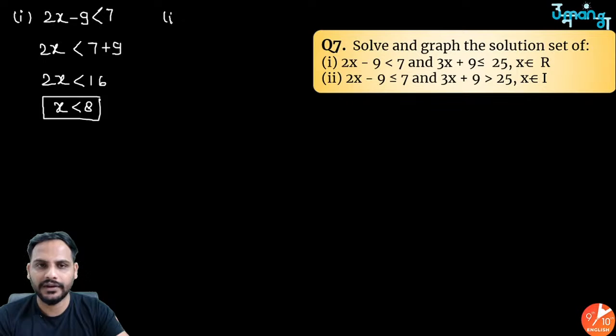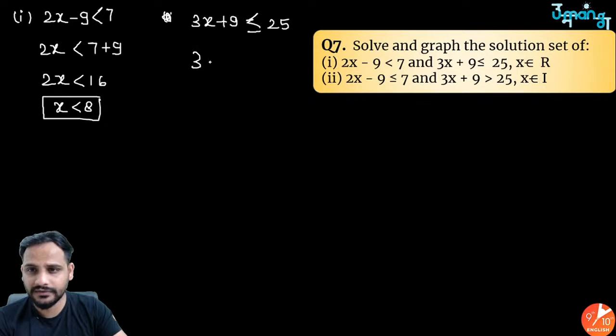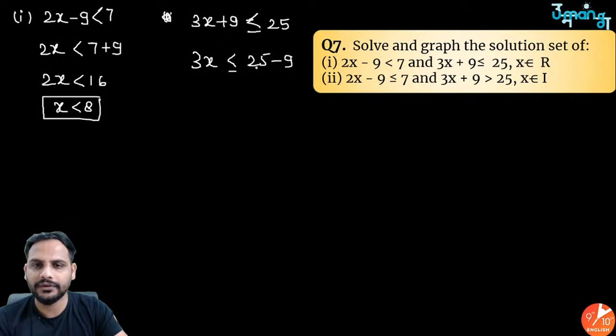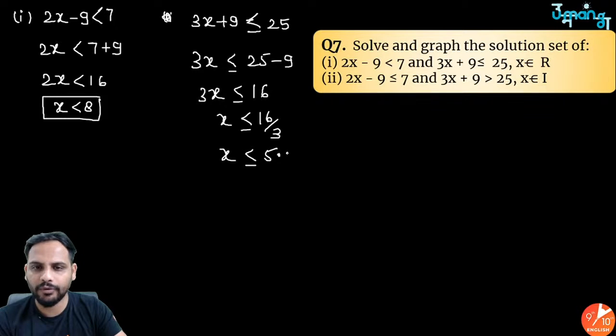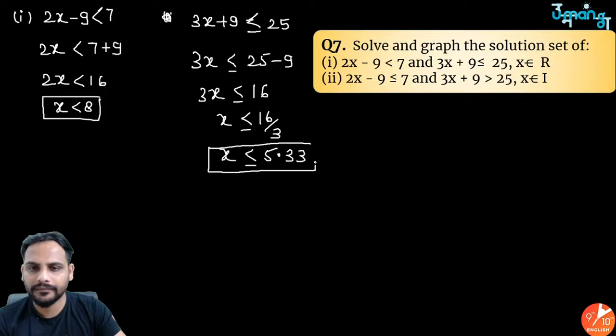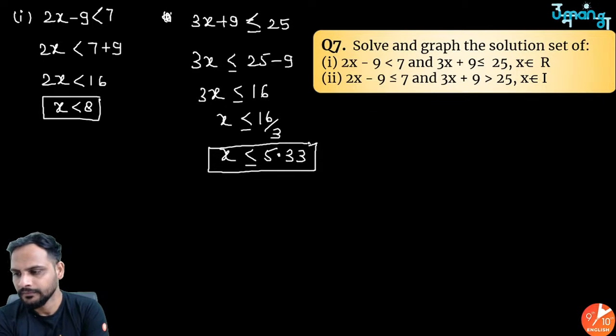Second equation in this will be what? 3x plus 9 is less than or equal to 25. Shift 9 over there. The signs are different. 3x plus 9 is less than or equal to 25. So 3x will be less than or equal to 25 minus 9. 25 minus 9 is 16. So 3x is less than or equal to 16. So x is less than or equal to 16 by 3, which means x is less than or equal to 5.33. These are my two equations.